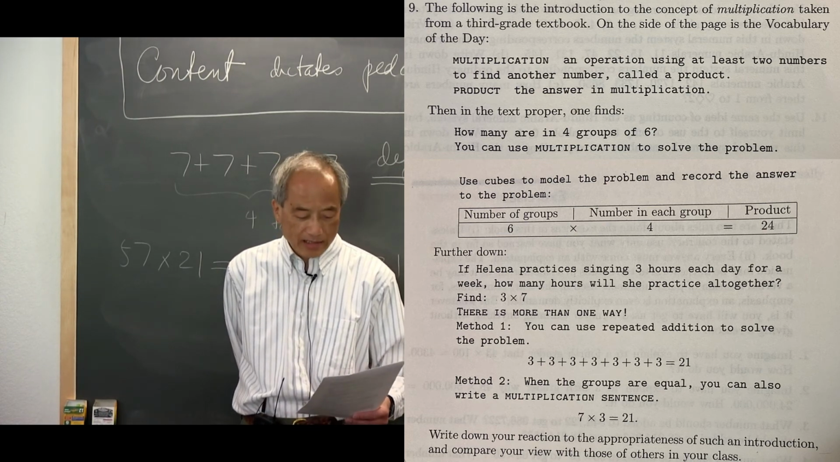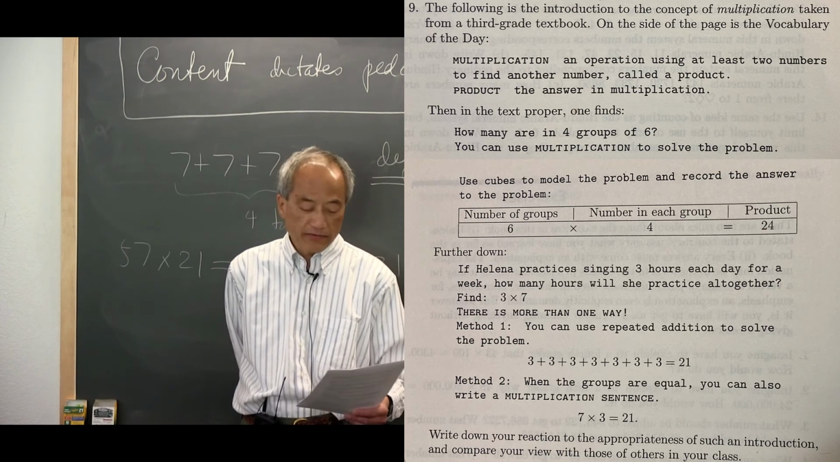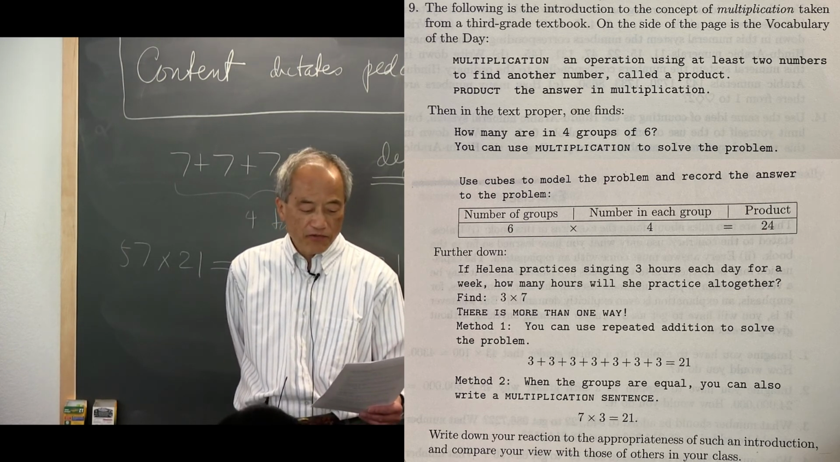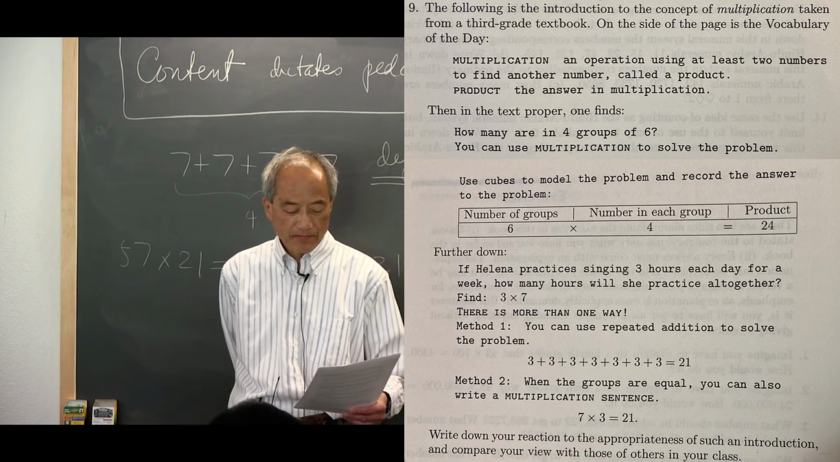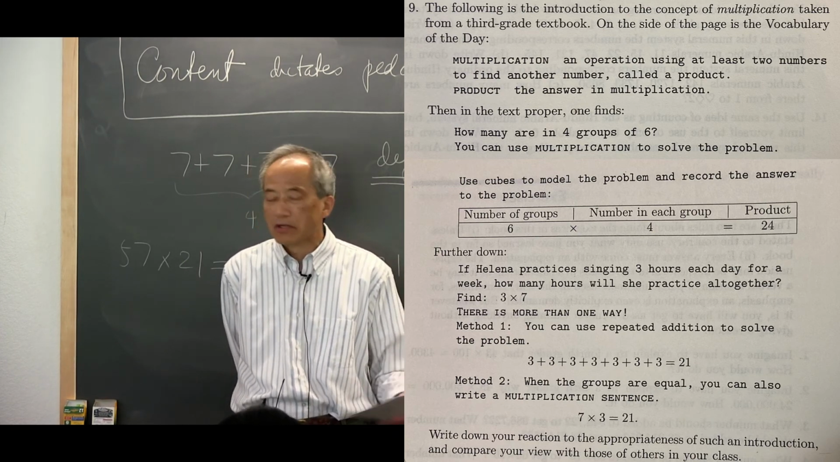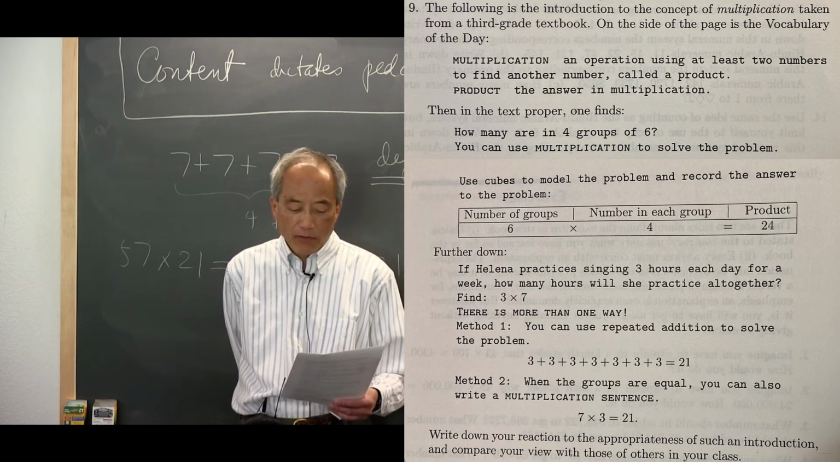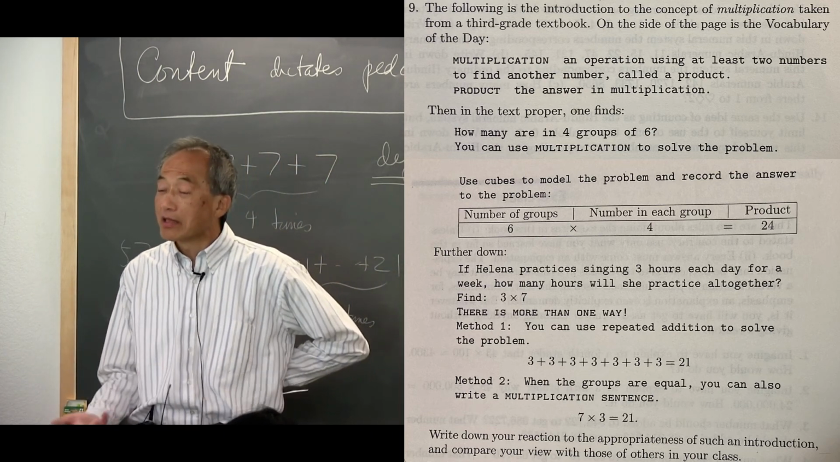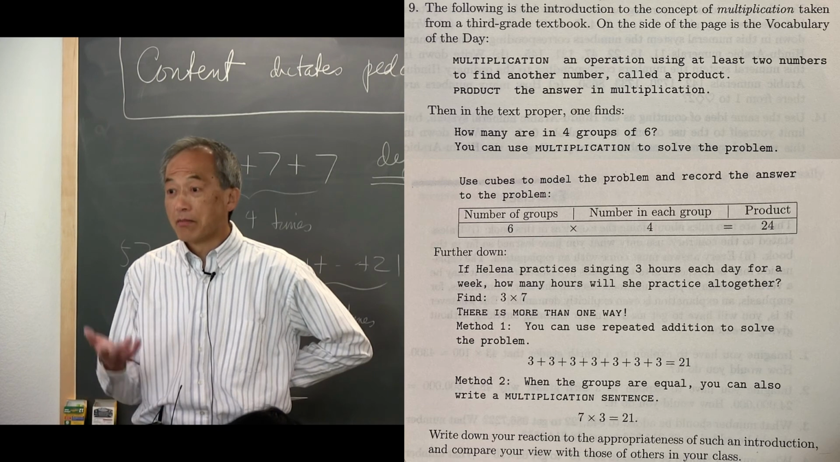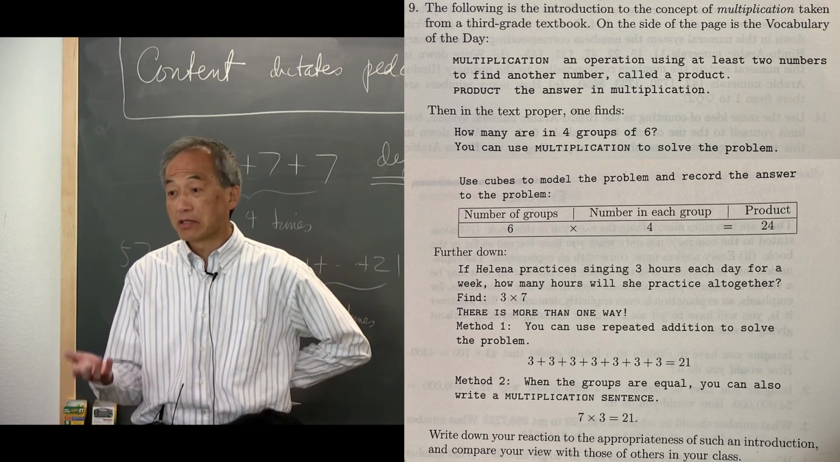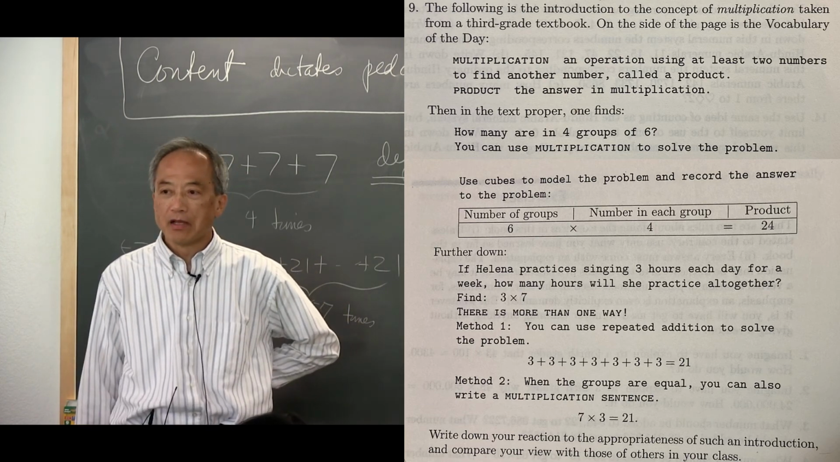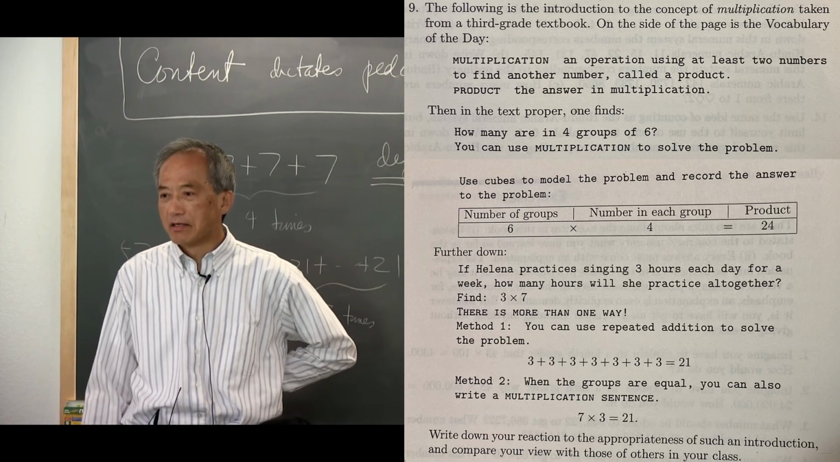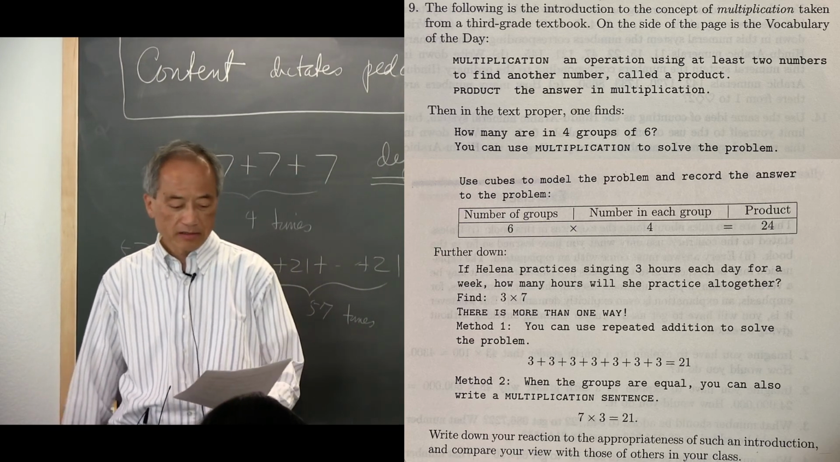Now look at the next thing in the text itself. How many are in 4 groups of 6? Now that's a sensible question, right? Of course, if you have a sensible answer, the 4 groups of 6, how many are there? There's 6 plus 6 plus 6 plus 6, no? Right? Well, that would be okay. But look what is this?